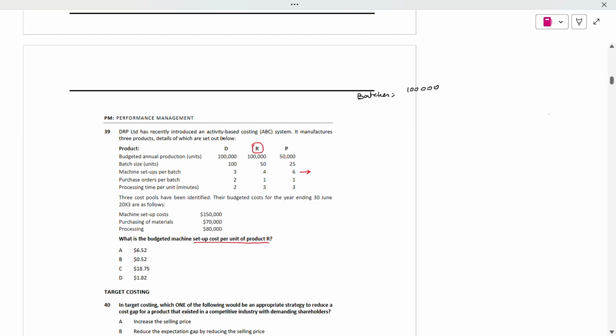100,000 units divided by batch size is how much? Batch size is how much? Batch size is 100. Are you clear about this? How many are there? It comes to 3,000 batches.